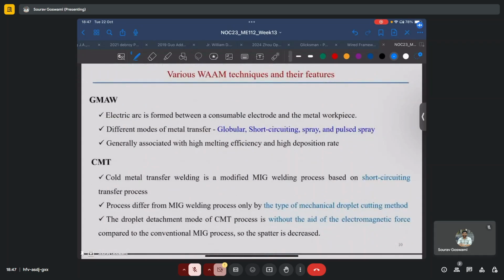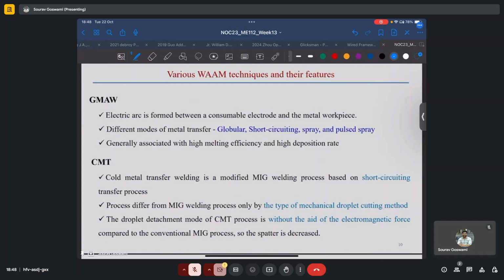On the other hand, there are various wire arc additive manufacturing techniques. So there can be gas metal arc welding, where an electric arc is formed between a consumable electrode and a metal workpiece. There are different modes of metal transfer, depending on the working characteristics. It can be globular, short circuiting, spray or pulse spray, and is generally associated with high melting efficiency and higher deposition rates. However, higher deposition rates also imply that the geometric tolerances are on the poorer side.